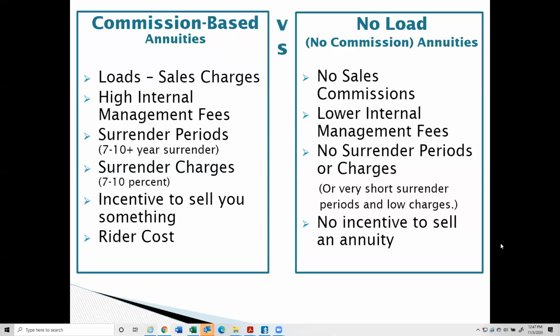With commission-based annuities, you have large sales commissions or loads. These loads could be anywhere from 7 to 15%. They usually have higher internal management fees. There's a surrender charge and surrender periods. Usually the higher the commission, the longer the surrender period. Those surrender periods can be anywhere from 7 to 10 to 15 to 20 years. Their surrender charges also usually mirror the surrender periods, so they could be anywhere from 7 to 15 years.